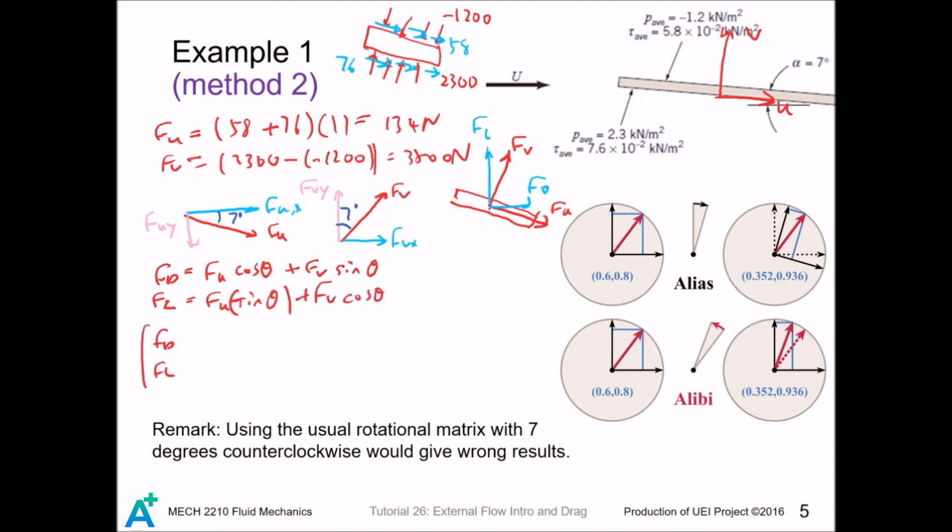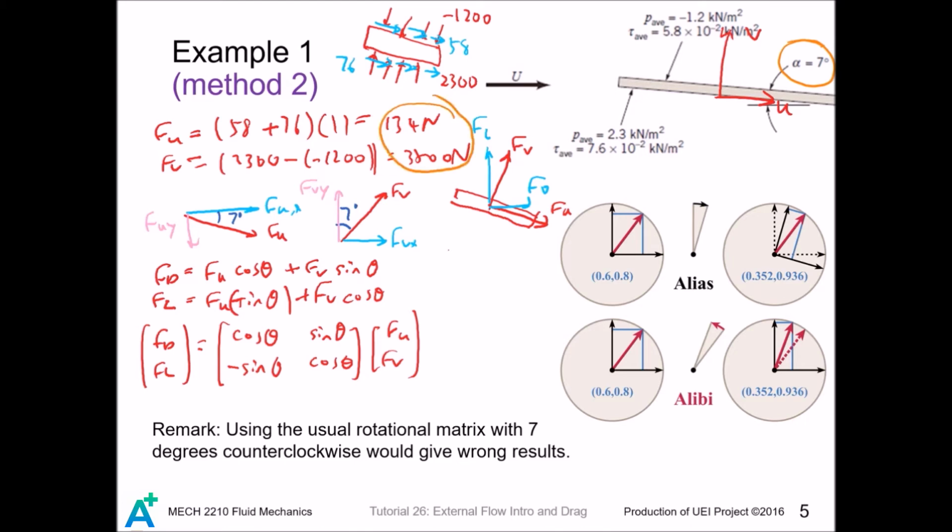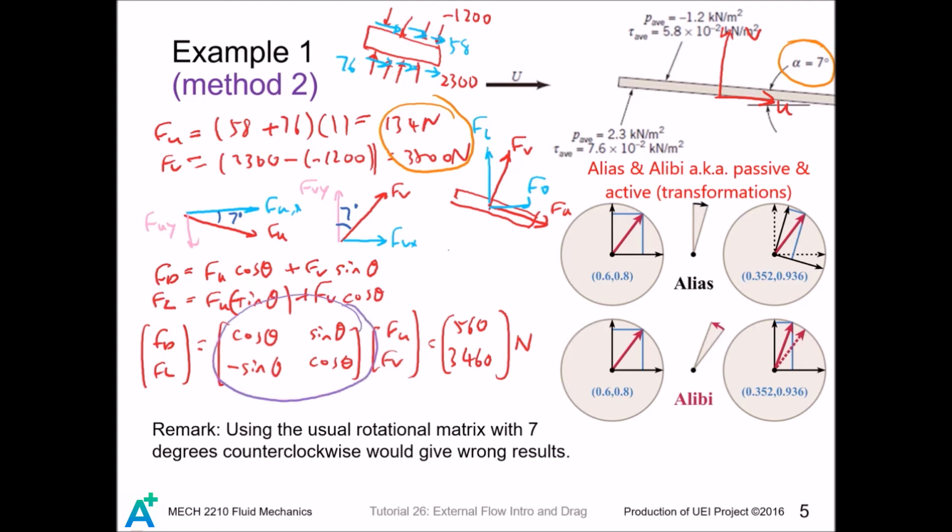Or we can write this as, with theta equals 7 degrees, and we have found Fu and Fe already, we can calculate this as. Note that this matrix here is not the rotational matrix with 7 degrees counterclockwise.